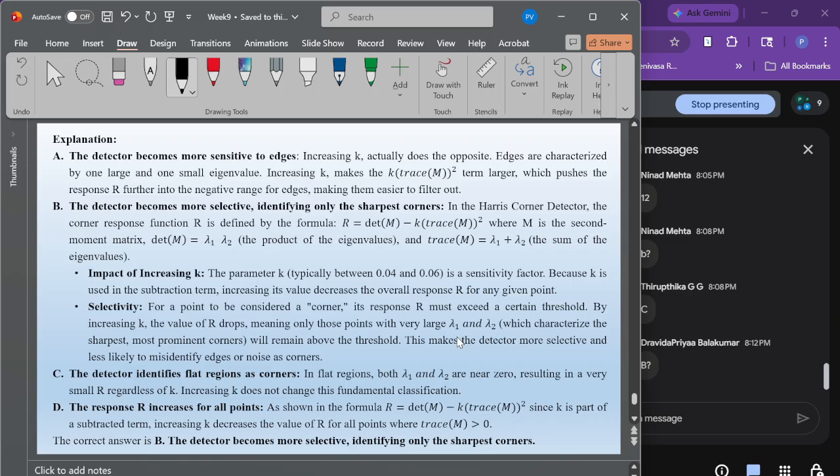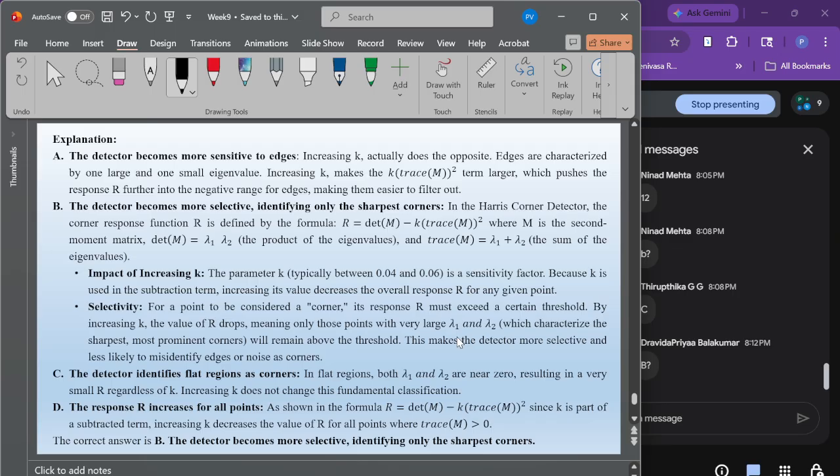The option that is given, the detector becomes more sensitive to edges. Increasing the K value actually does the opposite. Edges are characterized by one large and one small eigenvalue. So increasing K makes the K trace term larger, which pushes the response R further into the negative region for the edges, making them easier to filter out. And option B is the detector becomes more selective, identifying only the sharpest corners.